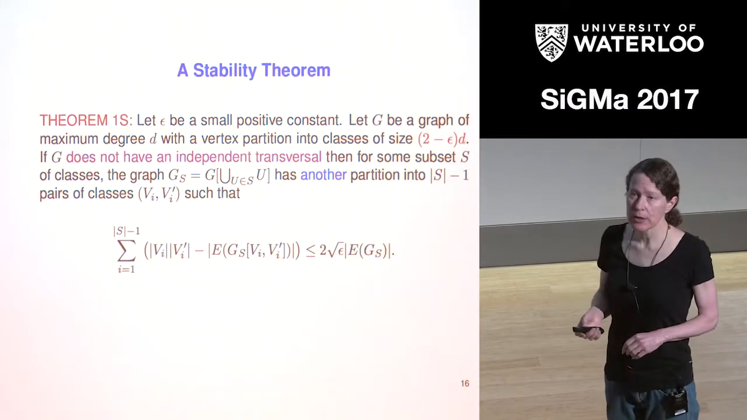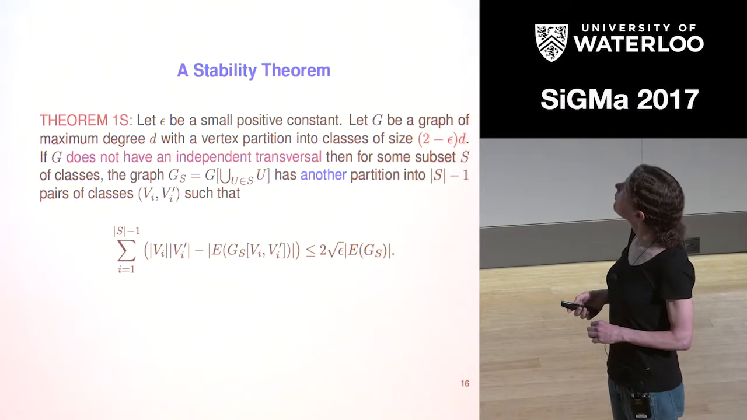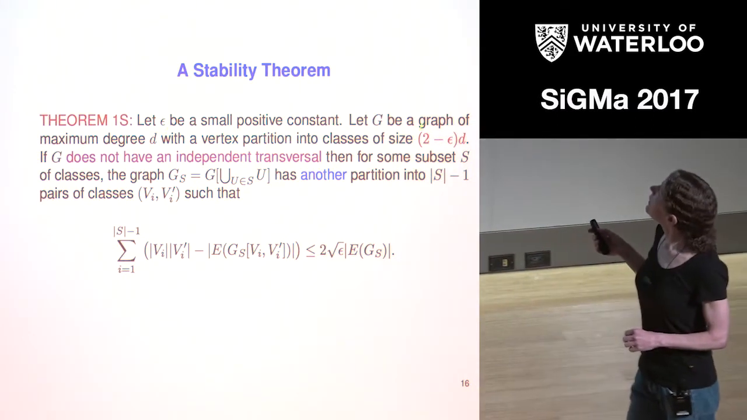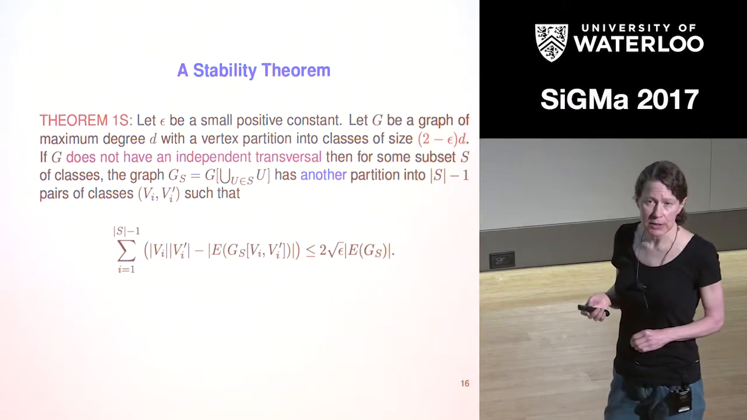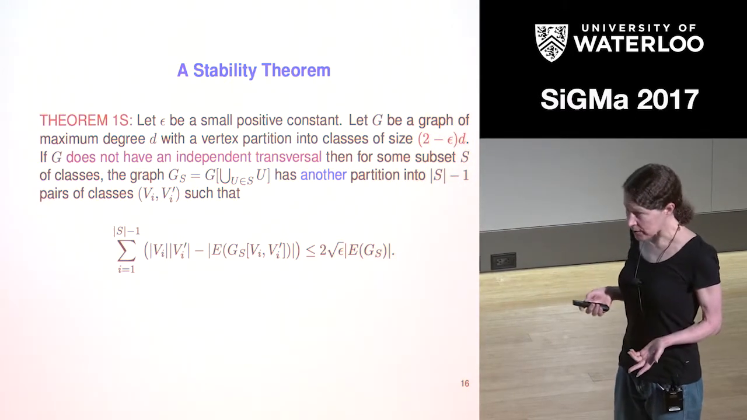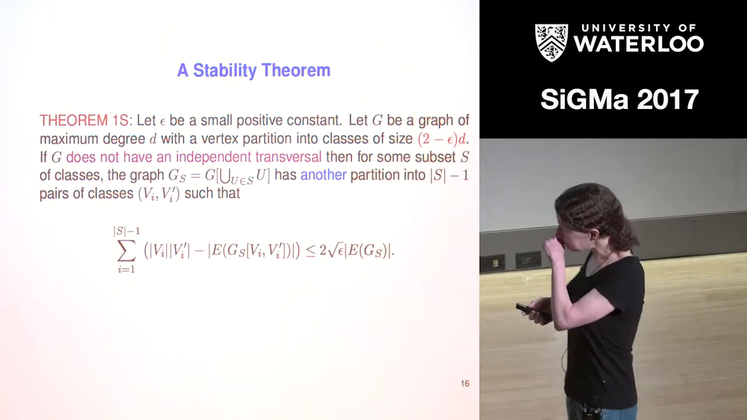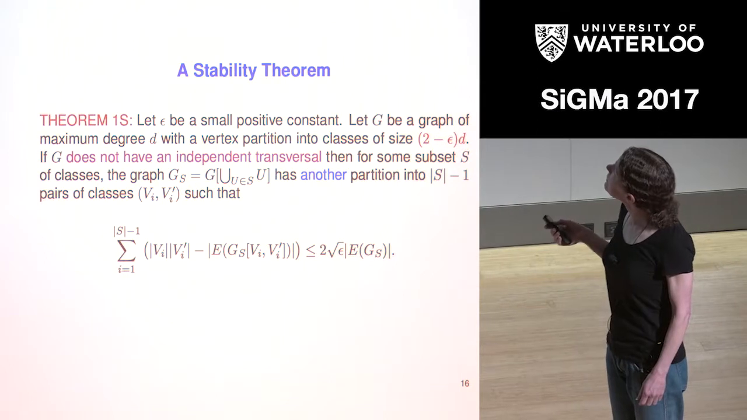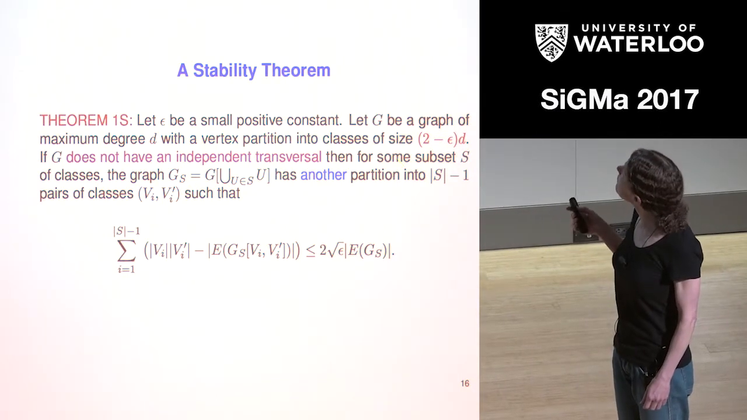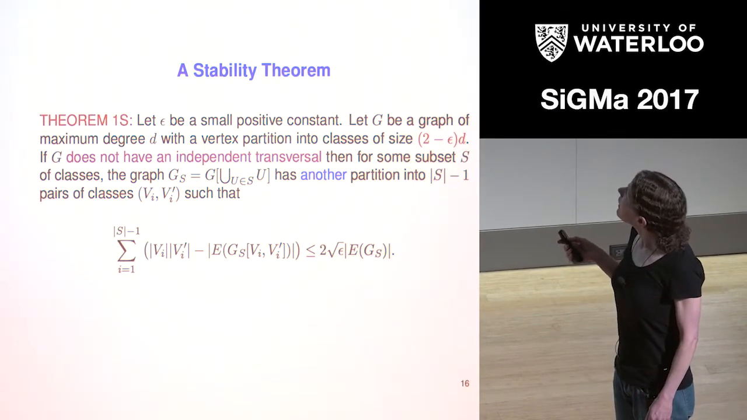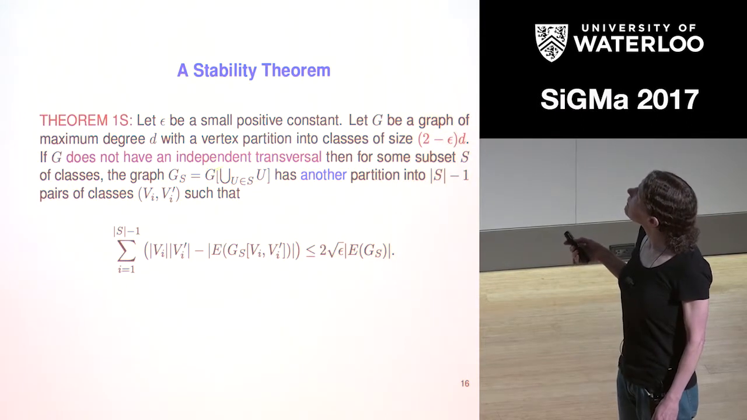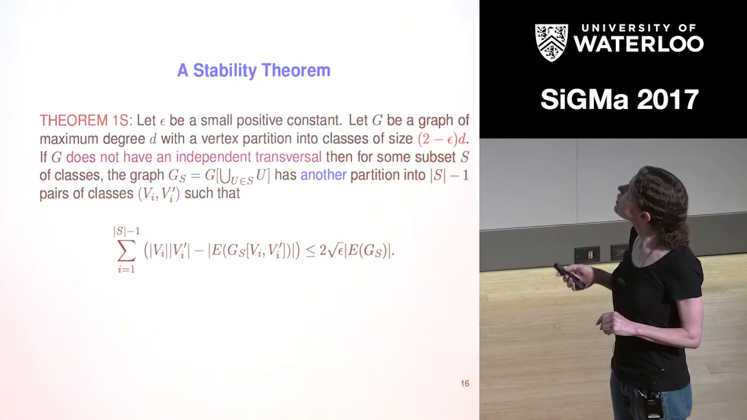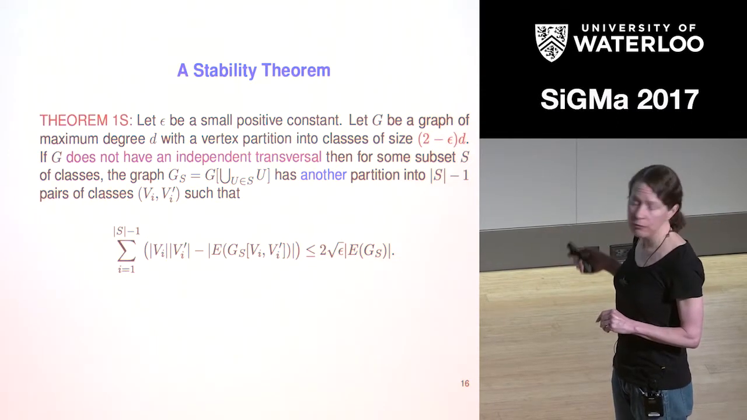That gives some hope that there will be a stability version also, that you can go a little bit away from exactly this number 2D minus 1 and still hope to see some kind of structure in some subset of the classes of the graph. So here's the stability version of theorem 1. Here's now our small epsilon. We are assuming that classes have size (2 minus epsilon) times d each, but we do not have an independent transversal. Then here's the stability statement, a structural statement: there is a subset of classes such that the graph induced by the union of those is close, in this sense, to being a union of complete bipartite graphs.